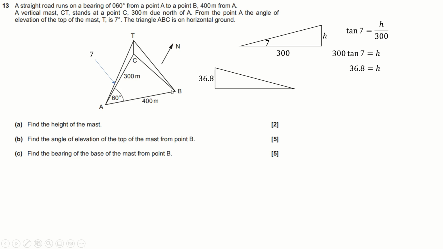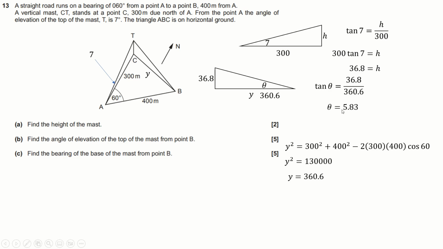So I just need this length, which looking at this triangle, I can do because I can just call it y and call this one y, and say if I do some cosine rule, I'm going to find y. So y squared equals this squared plus this squared minus 2 lots of this times this times cos this. Type all of that into a calculator, square root the whole thing, you get this. So that's this, and then do tan inverse of that over that, and you get the answer of 5.83 degrees. So that's that little angle there.